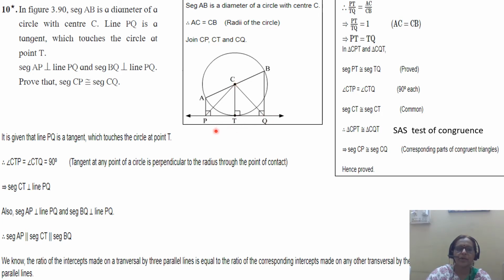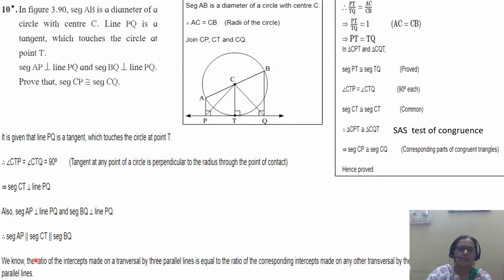Tangent at any point of a circle is perpendicular to the radius through the point of contact. CT is perpendicular to line PQ. AP is given perpendicular to line PQ. Segment BQ is perpendicular to line PQ. So we have three perpendiculars to the same line PQ, which are parallel to each other, that is, segment AP parallel to segment CT parallel to segment BQ.